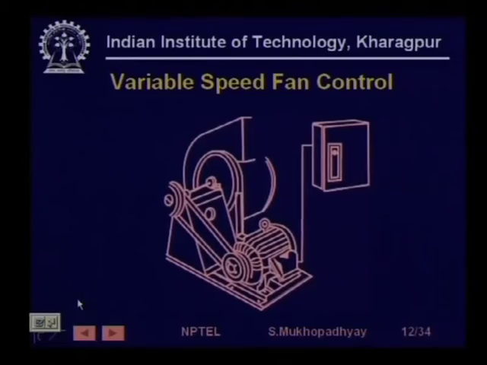What is the third method? The third method, which is a very energy saving method, is variable speed fan control. You do not put any damper, but rather you change the speed of the fan and reduce it when you require less flow. But for that you require a variable speed drive of the motor, and much more sophisticated technology is required, especially when the motor is large compared to dampers or valves.